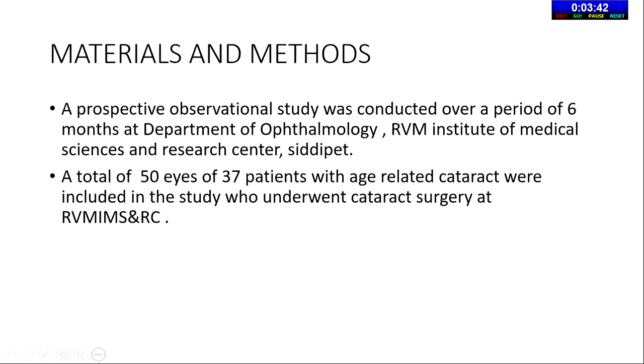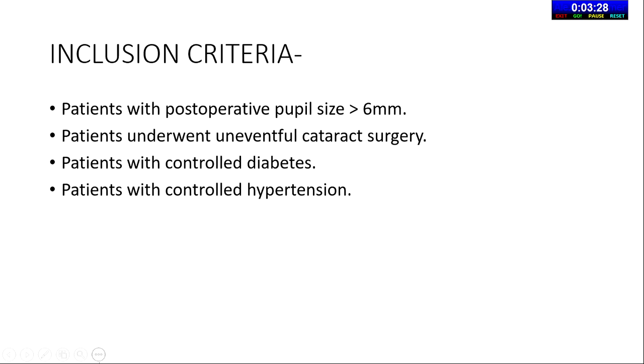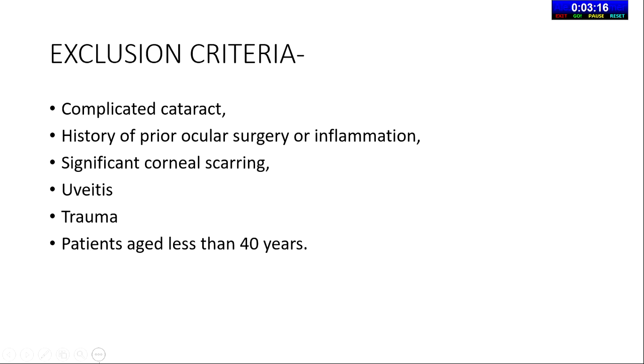Materials and methods: it's a prospective observational study which was conducted over a period of 6 months in the Department of Ophthalmology in RVM Institute. A total of 50 eyes of 37 patients with age-related cataract were included. Inclusion criteria: patients with post-dilated pupil size more than 6 mm, patients who underwent uneventful cataract surgery, and patients with controlled diabetes and hypertension.